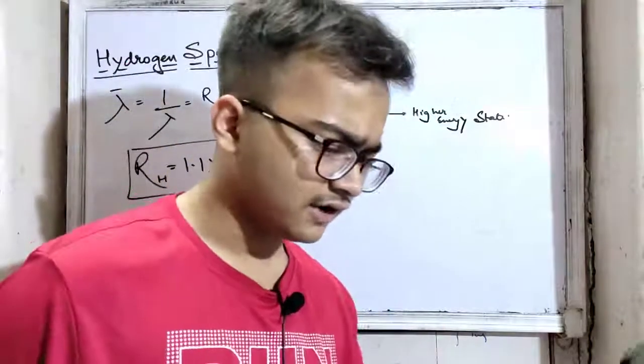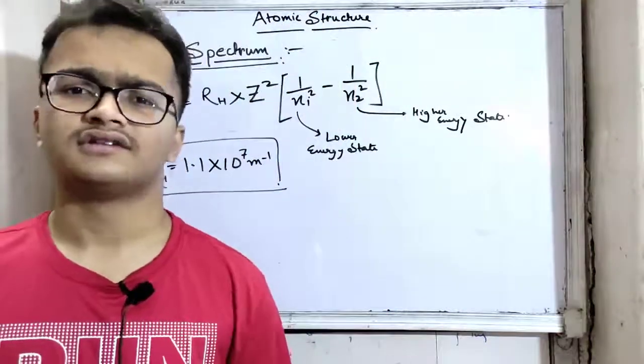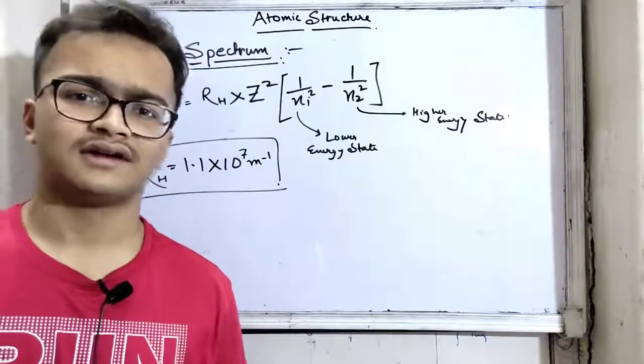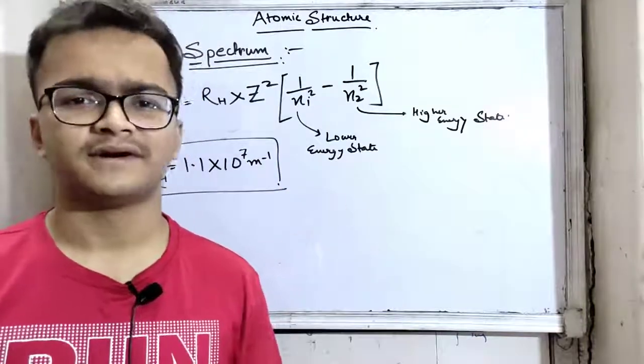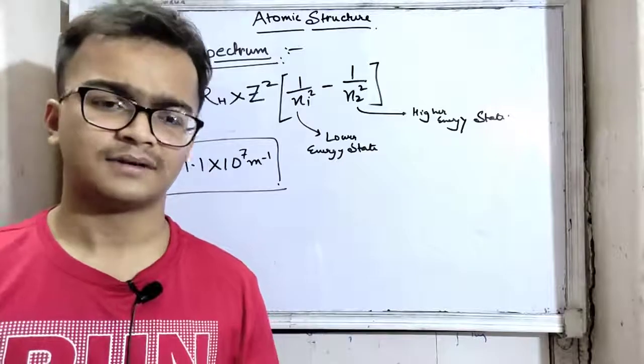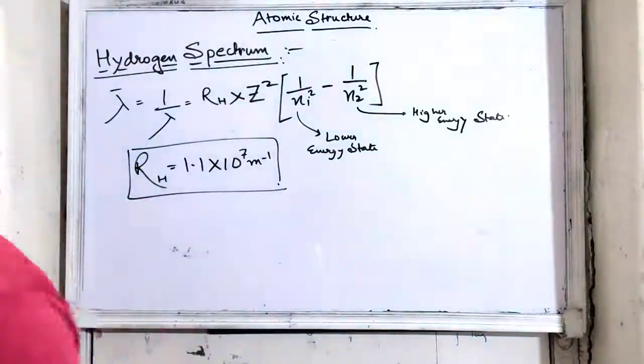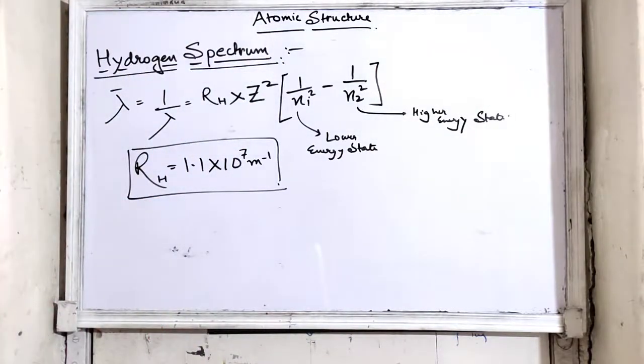Now I will give the hydrogen spectrum series, where you can easily put the values and get the lambda, and then you can easily predict in which band the electron jumps. Okay, so copy it. Copied. So let's clear it out.